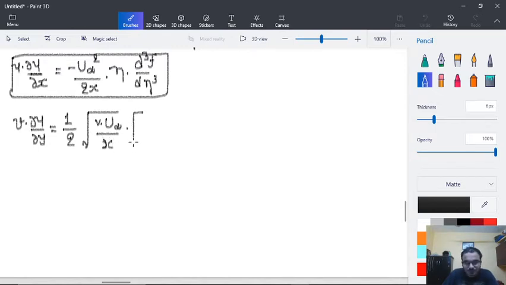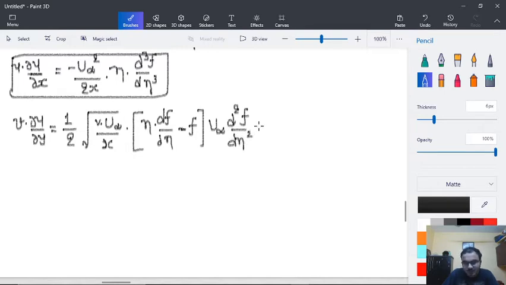into df over d eta minus f into u infinity into d2f over d eta square into square root of u infinity divided by nu into x. So this is our values.